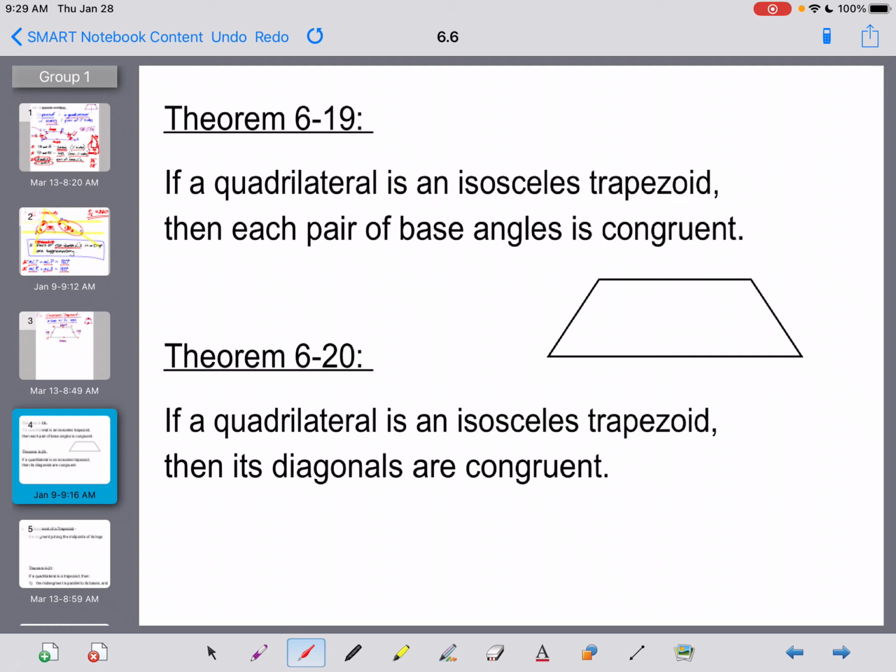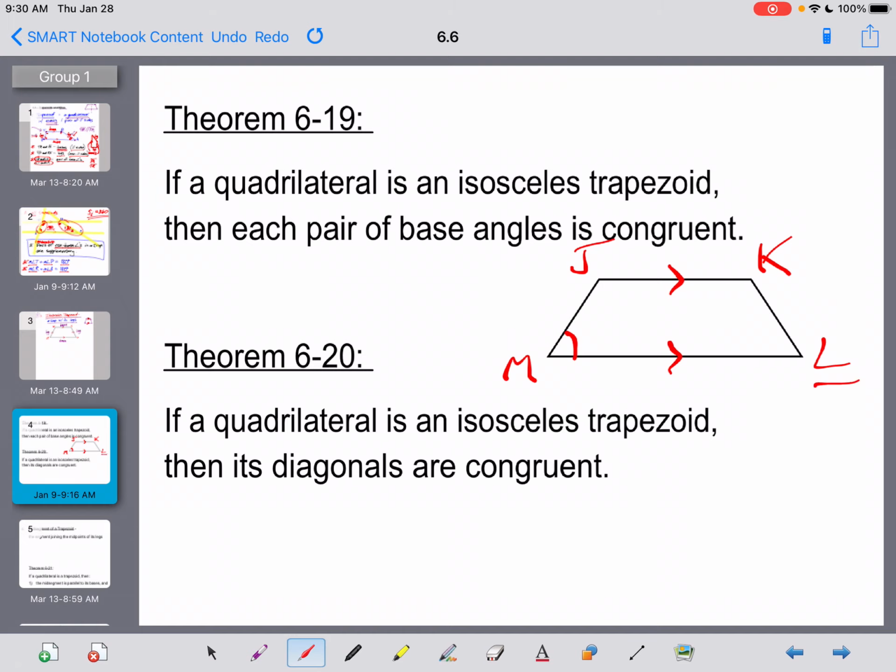And now, this theorem is telling us that if we're dealing with an isosceles trapezoid, each pair of base angles is congruent. So if I were to call this figure J, K, L, M, it looks pretty obvious here that JK is parallel to ML. Those are the two bases. Therefore, a pair of base angles would be angle M, and the other angle that touches the same base as angle M. Well, ML is the base on the bottom.